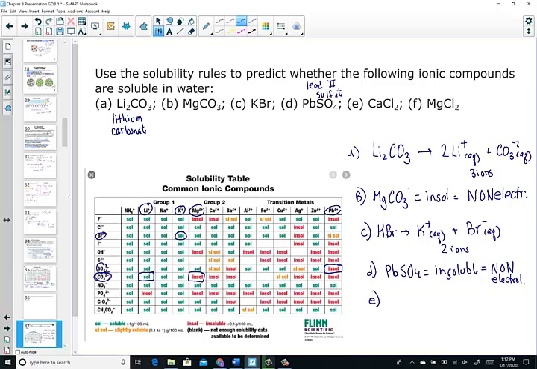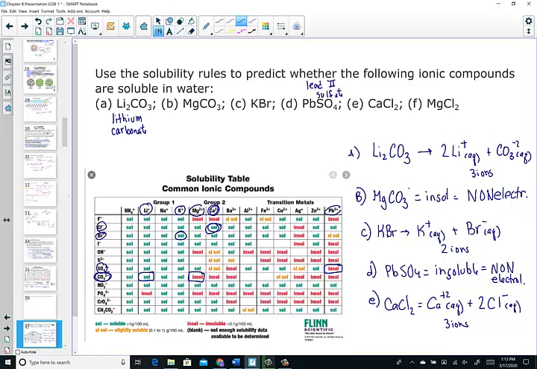Letter E, calcium chloride. Here's your calcium. Hooking to a chloride, we see that it is soluble. Calcium chloride is soluble. So yes, a solution will form and an aqueous ion of calcium with its plus 2 charge and 2 units of a chloride dissociate. There would be a total of 3 ions released when that solution forms.